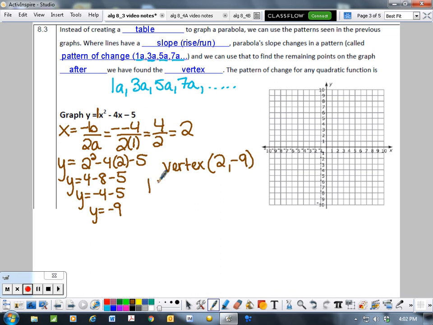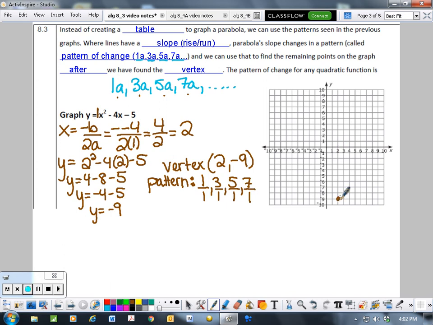And then my pattern, because there's a 1 in front, is just going to be 1 times 1, 3 times 1, 5 times 1, 7 times 1. So up 1 over 1, up 3 over 1, up 5 over 1, and up 7 over 1. So when we graph, we're going to go to 2, negative 9.